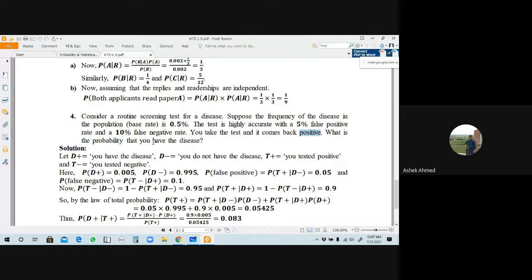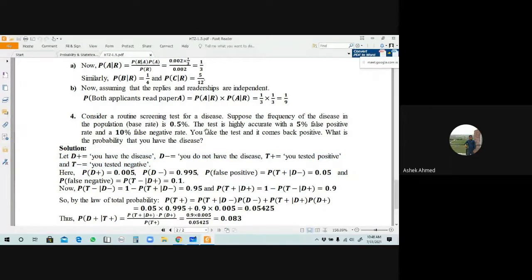Respond to me now. Since we have positive, negative, disease, no disease, we have to let D plus mean you have the disease. If the disease is there, D plus, and if there is no disease, then this will be D minus. Understand? T plus means you have tested positive. T minus means you have tested negative. Do you understand about the events? Respond to me. Yes sir, we understand.